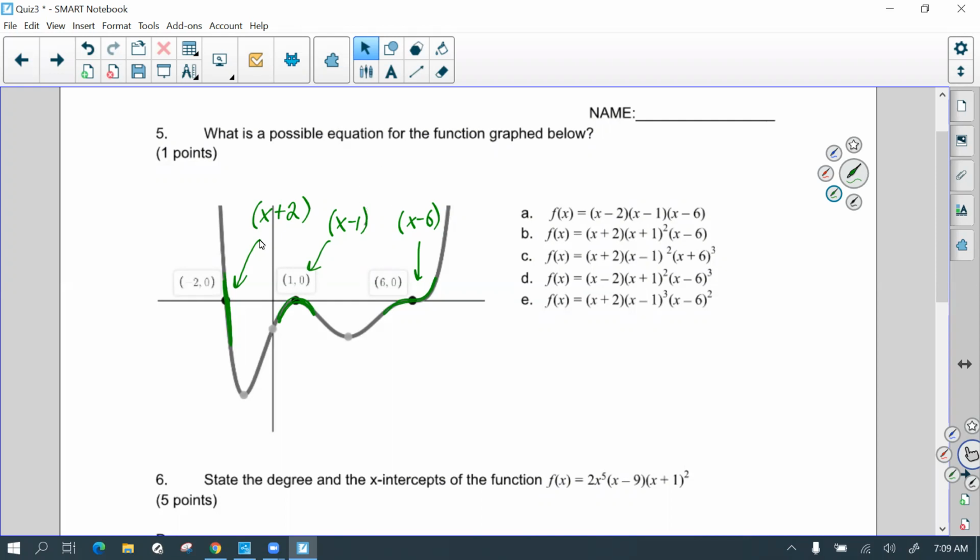In fact, it actually behaves like the parent function. So right here, this looks kind of like a parabola, and so that is squared. Right here, this looks like a line, so that's probably to the 1st power. Here, this looks like a cubic function, so we're looking at something to the 3rd power, and that brings us to letter D.